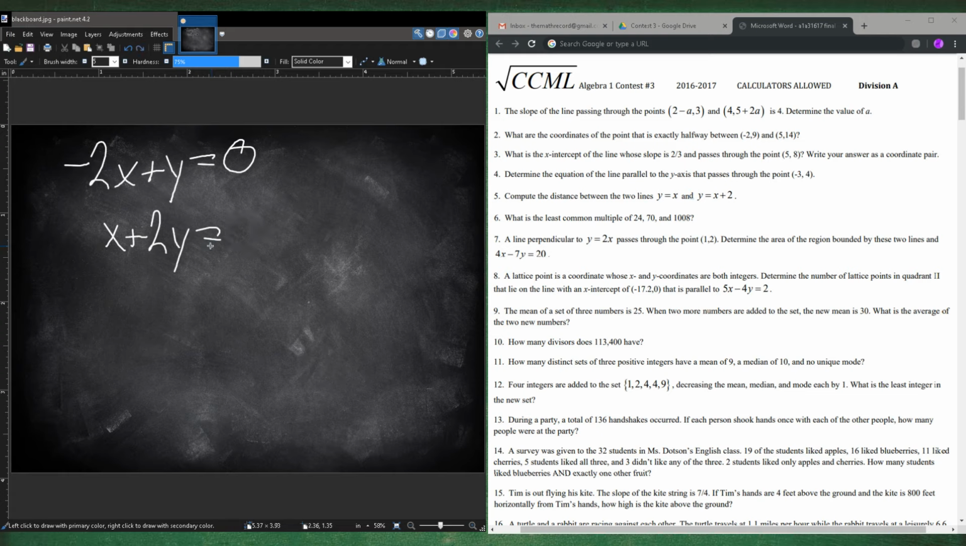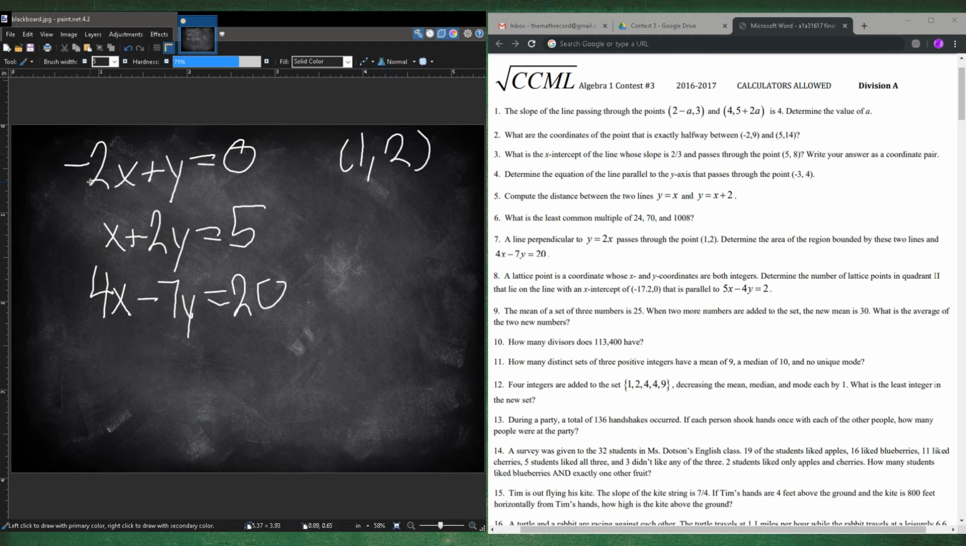The slope is 2 and this is negative 1/2, so it works out. It has to go through the point (1, 2). I'm sorry that I wrote a 0. So that's 1 and 2, so that's 5. That's basically how you find it. So the equations negative 2x plus y equals 0 and x plus 2y equals 5 intersect at (1, 2). So I already got 1 point.